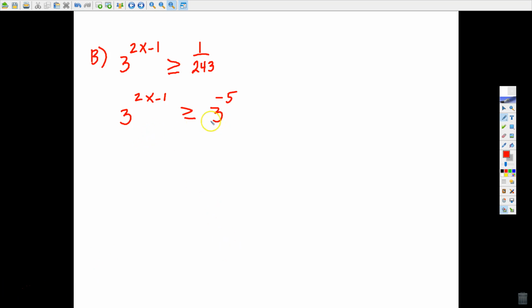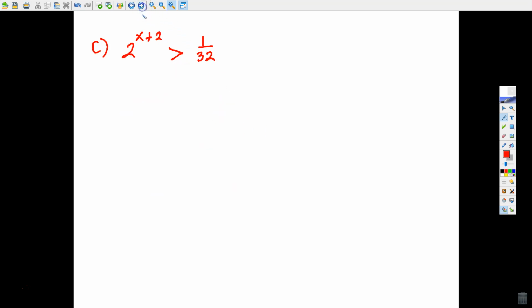So the great thing is now that we're in common bases, we just let the exponents equal, or not equal each other. We set them up as an inequality. 2x is greater than or equal to -4. So all the numbers greater than or equal to -2 should make this true. Questions? Think you got it? You're catching on really quickly.